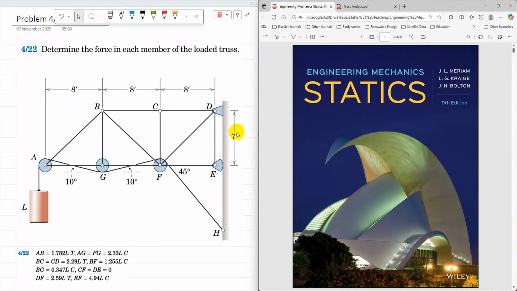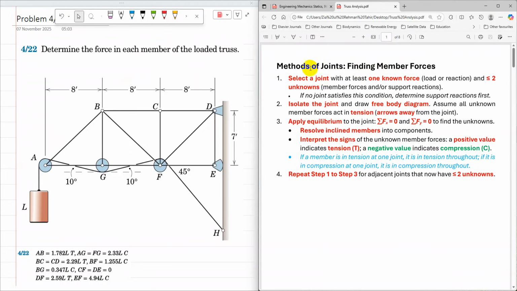So for this truss, all member forces are required. The method to solve is the method of joints. The steps to find member forces using the method of joints are listed here. The first one is to select a joint with at least one known force and two or fewer unknowns.